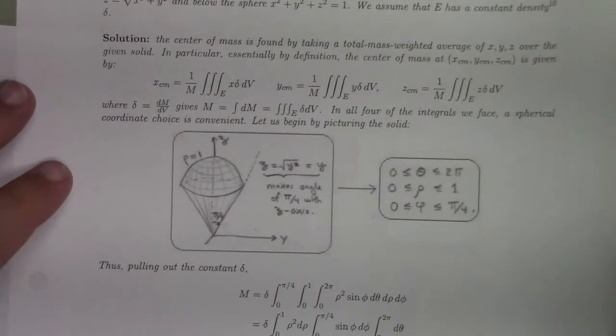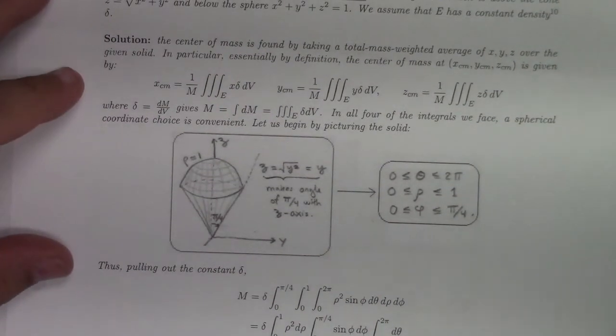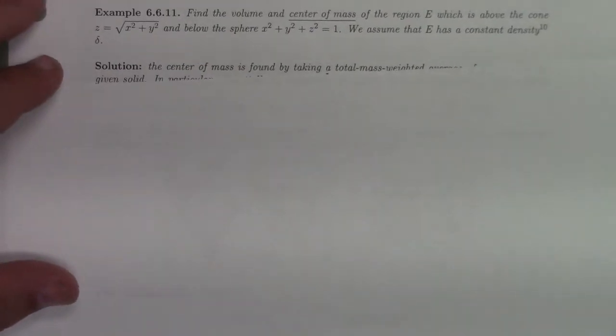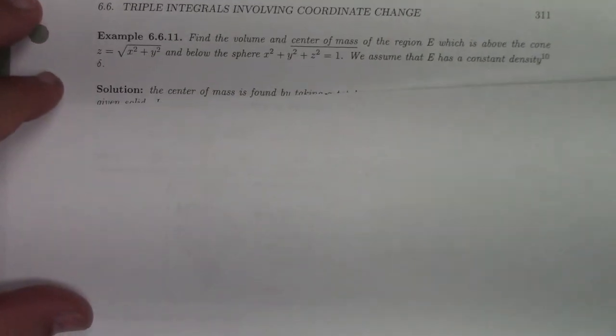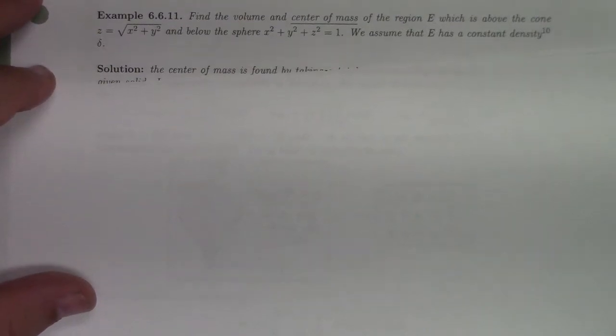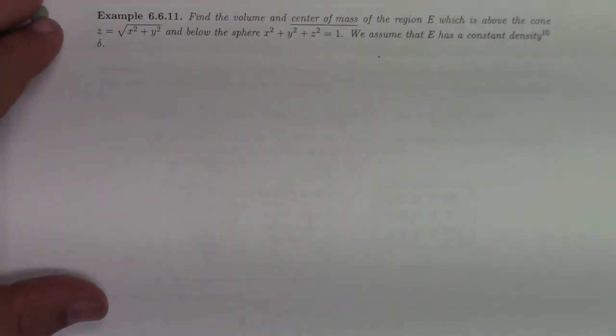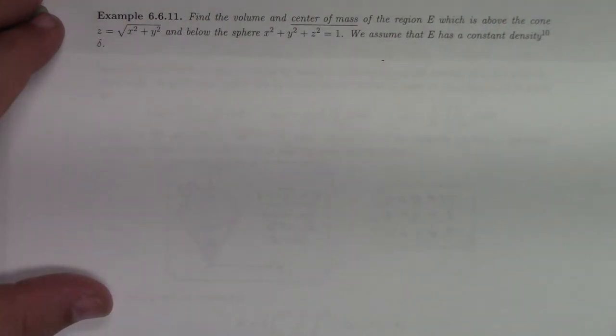So I have more examples. Find the center of mass for the region which is above the cone z equals square root of x squared plus y squared, and below the sphere x squared plus y squared plus z squared equals 1, and we're going to assume that E has a constant density delta.